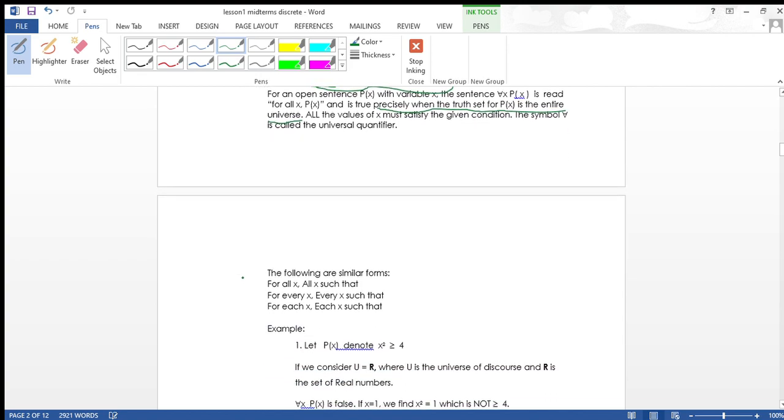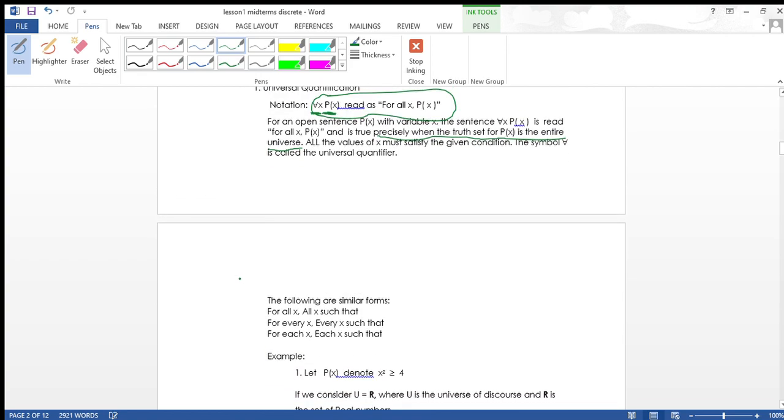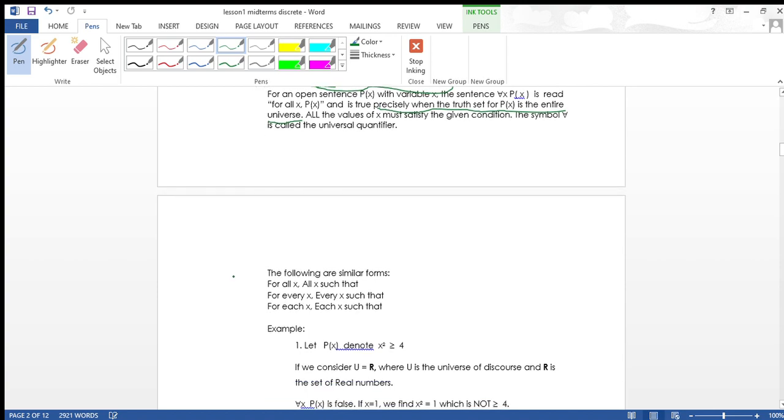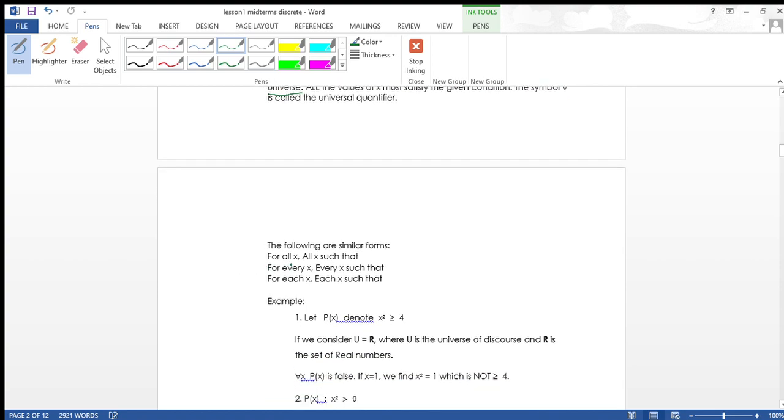And there are similar phrases for that quantifier. So for all x such that, for every x such that, for each x such that. Pare-pareho lang yung meaning nito. Lahat yan denoting or interpreting the notation for all x. Okay? So, for all x.